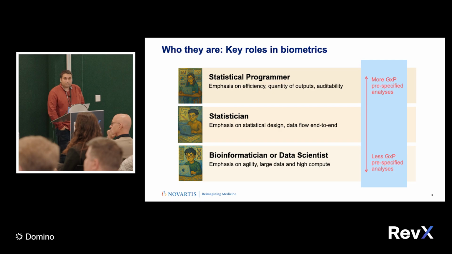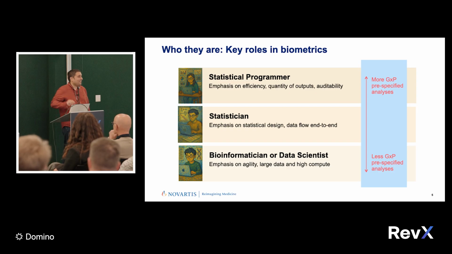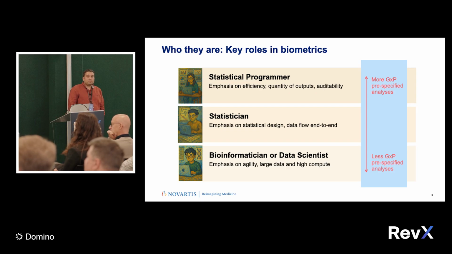This might be something everyone knows. I don't know what the spread of the audience is, but there are three generic roles. I know we have statisticians in the audience, so please, I realize these are generalizations, not to take offense. But statistical programmers tend to be more focused on executing pre-specified analyses. So a trial may have 600 deliverables that need to be generated, and the statistical programmers have to deliver those as efficiently as possible.